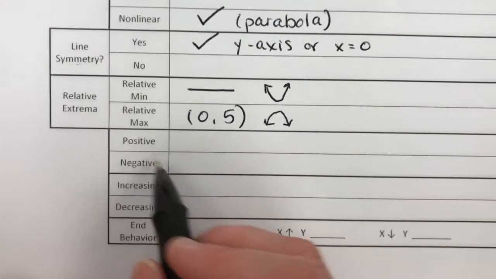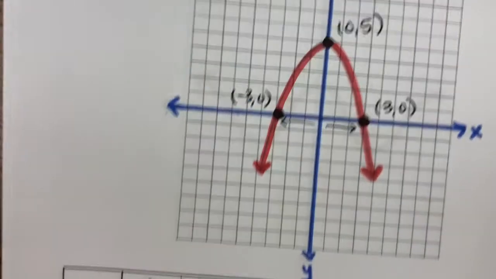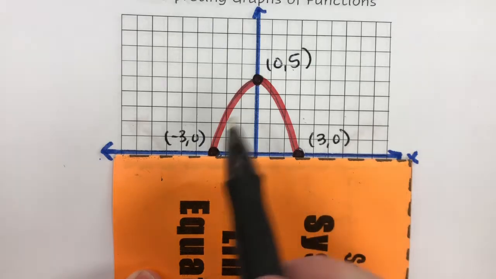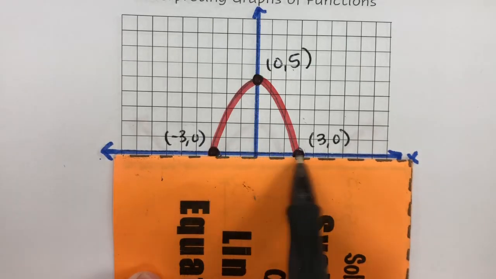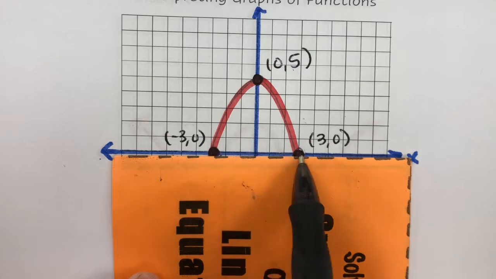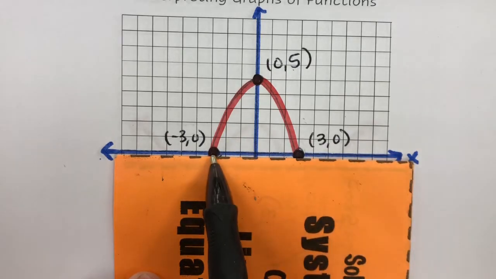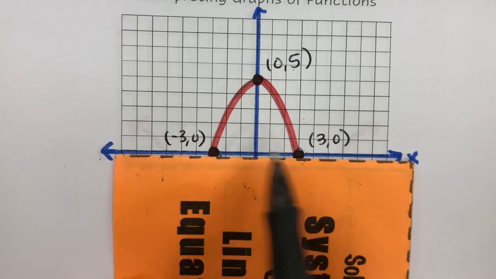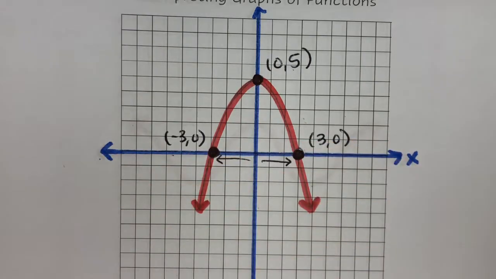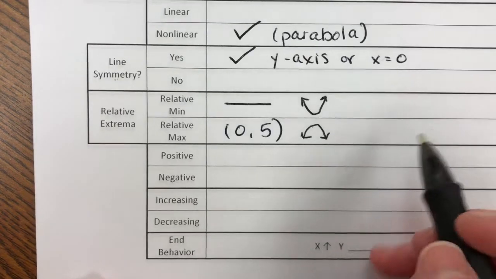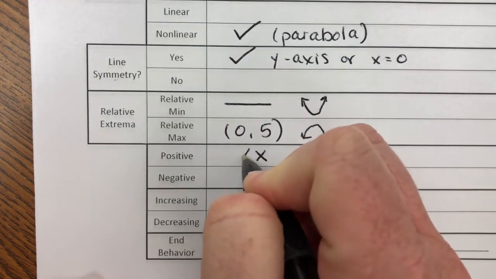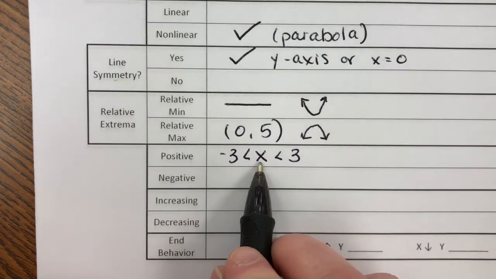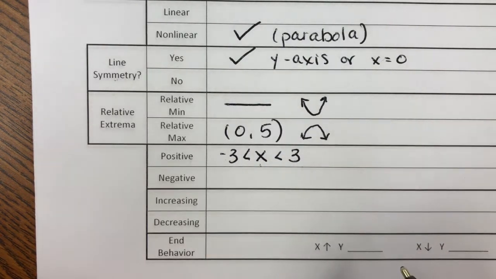All right, and then positive and negative. Which portion of my graph is above water? Well, looks like anything in between these two dots is up here above the x-axis. So when x is in between -3 and +3, anything in between here, my graph is up above the x-axis. So down here, I'll put it's positive when x is bigger than -3, but smaller than +3. X is in the middle of -3 and +3.